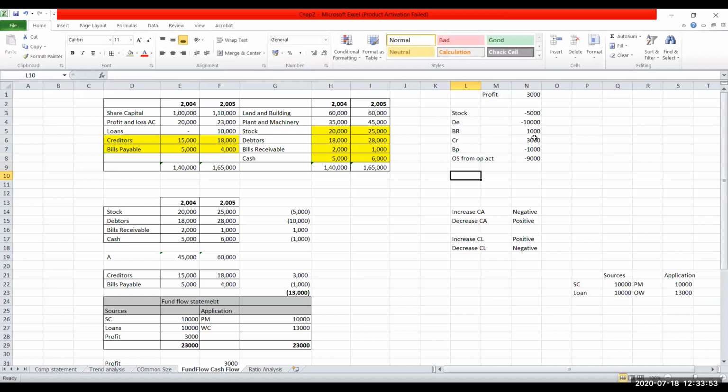Okay. So now what we'll do, as I mentioned, we need to have the investing activity and finance activity. So if I go to investing activity, what is that investment we have done actually? Investment will always be there on the asset side of the balance sheet. So do we have any investment for land and building? No, it is same actually. So we don't have to do anything. And plant and machinery, what has happened? We have done some investment. So that is negative actually.